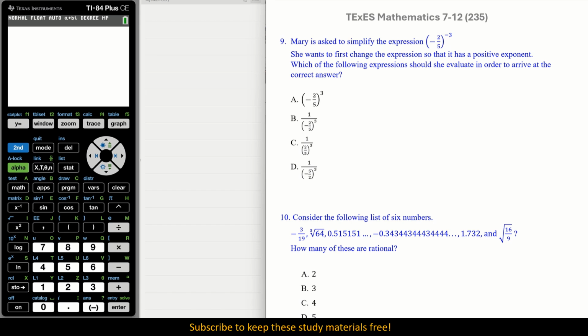Let's say I have 2 to the negative third. That is actually equal to 1 over 2 to the third. Okay, so if you're not familiar with this particular property, look it up. That is negative powers. There's a lot to be said about them.